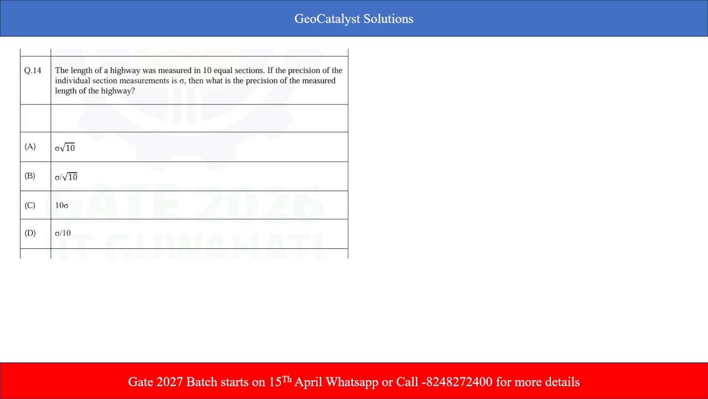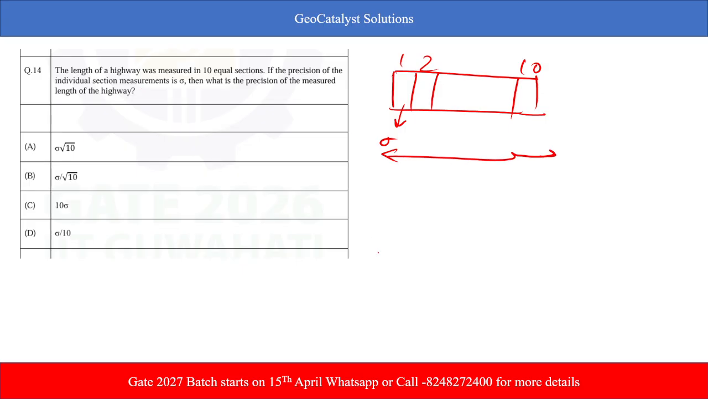Now coming to question number 14. The length of a highway was measured in 10 equal sections. So this is a highway, and like this, 1, 2 till 10 are there. If the precision of individual section measurement is sigma, then what is the precision of the measured length of the highway?